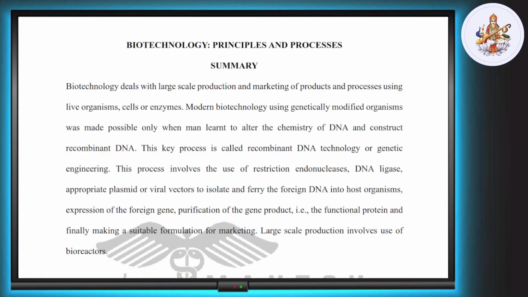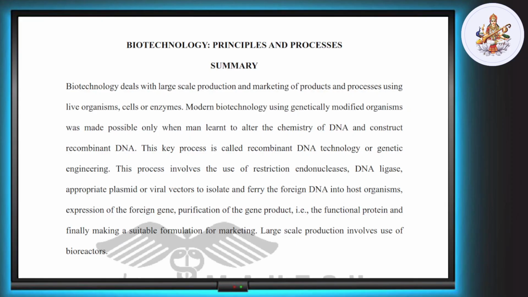Biotechnology, in simple terms, refers to the large-scale production and marketing of various products and processes by using living organisms, their cells, or enzymes. Think about things like antibiotics, vaccines, enzymes used in detergents, and so on. Now, when we talk about modern biotechnology, we are mostly referring to genetically modified organisms, GMOs. This became possible only after we learned to manipulate the chemistry of DNA.